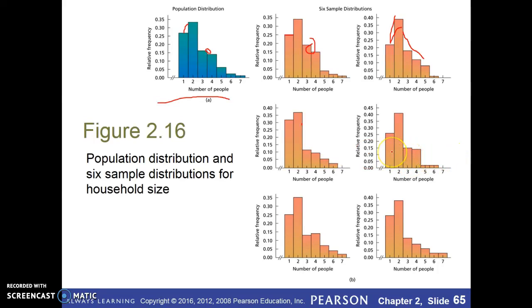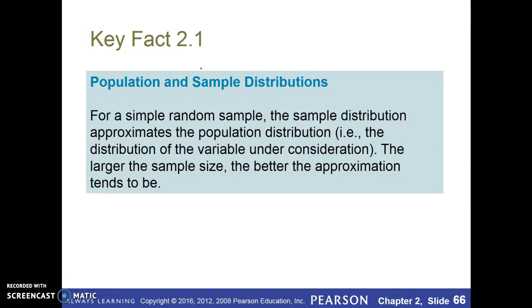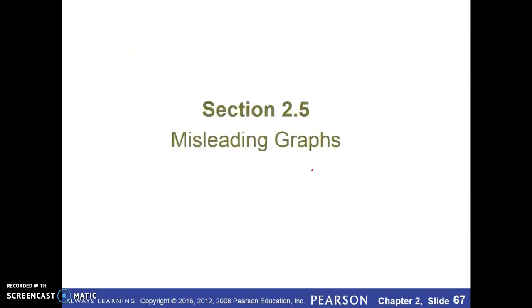Another thing that we probably want to point out is that the more units you have in your sample, probably the more accurate you're going to be as far as your distribution goes. And that's what this is saying here. For a simple random sample, the sample distribution approximates the population distribution. And the larger the sample size, the better the approximation tends to be. We're going to talk more about that in class. And that's what lesson 2.4 is about.